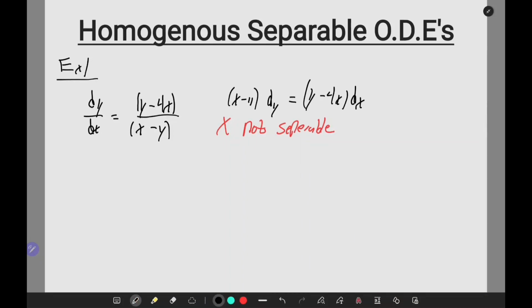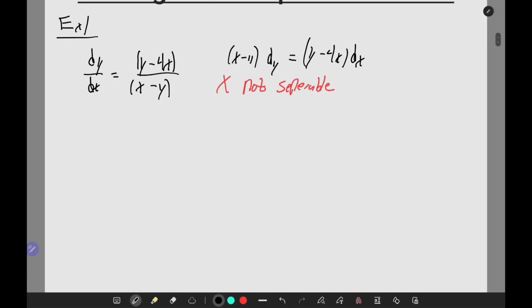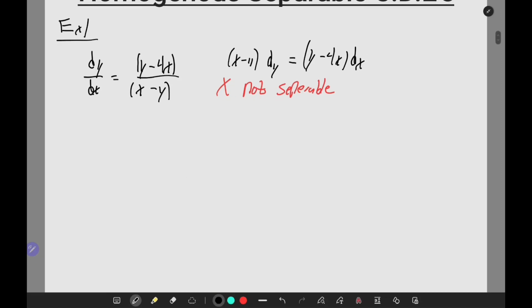Now because it's not separable, we need to check if it's homogeneous. If it's homogeneous, basically it means that the right side of the expression can be expressed as a function of the ratio y over x. So what this means is, can we do an algebra trick on the right side to get the numerator and the denominator in terms of y over x only? So let's check. Can we do that?